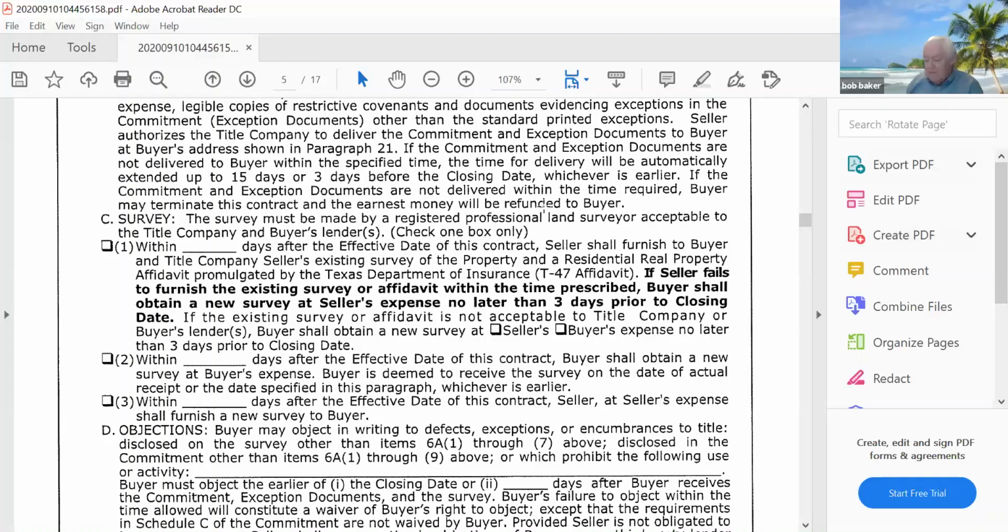Questions on that? We go to question 4. In 4, buyer's going to obtain a new survey because they paid attention to your good advice. What are the variables to consider to determine how much time the buyer should have to obtain a new survey?